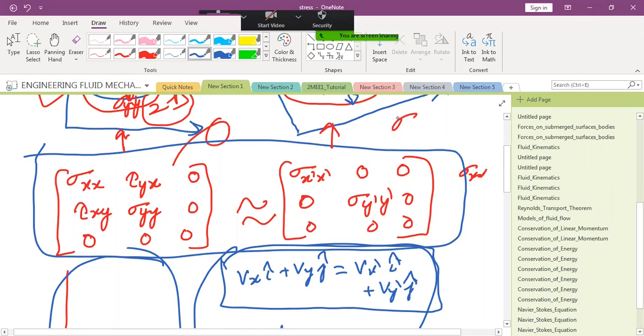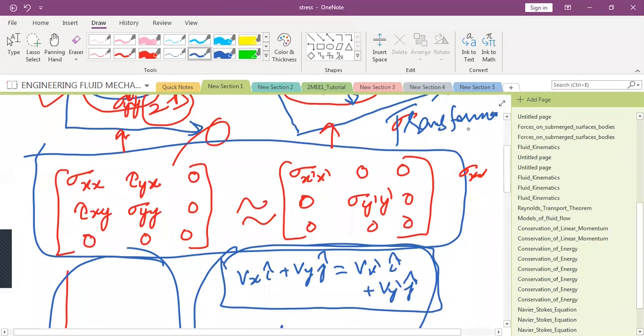And this is called transformation. If I am transforming stress, it is called stress transformation. If I am transforming a vector, it is called vector transformation. Hani, Naveen, do you have any question? Naveen?